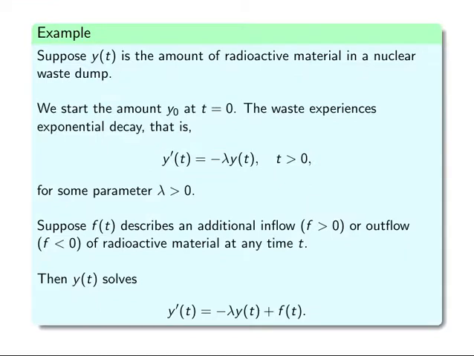Before we proceed, let's have a look at a physical example. Suppose that y of t is the amount of radioactive material in a nuclear waste dump. Let's say at time t equals 0, we start with some amount y0. And let's also assume that the waste experiences exponential decay. That is, there's some parameter lambda greater than 0, such that y prime of t equals negative lambda y of t, where t is just a time variable.